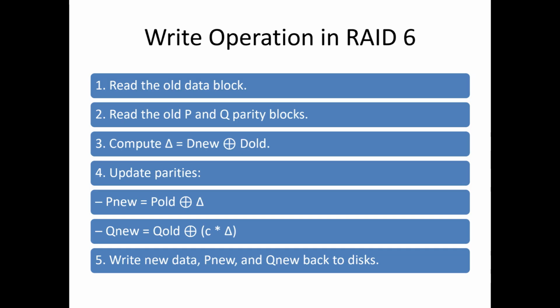So, what is the write penalty in RAID 6? As we saw, updating a single block required reading the old data block, reading the old parity P, reading the old parity Q, writing the new data block, writing the new parity P, and writing the new parity Q. So, that is 6 input output operations per write, as compared to RAID 5, which had 4 input output operations per write. That is why RAID 6 has a higher write penalty than RAID 5.